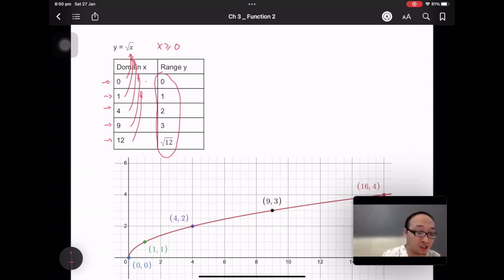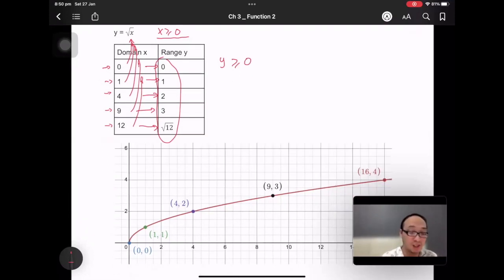So 0 will become 0 as the range. 1 will become 1. 4, put into the function, becomes 2. 9, put into the function, becomes 3. And 12 becomes square root of 12. So we can see that from the domain x greater than or equals to 0, the range is y greater than or equals to 0.